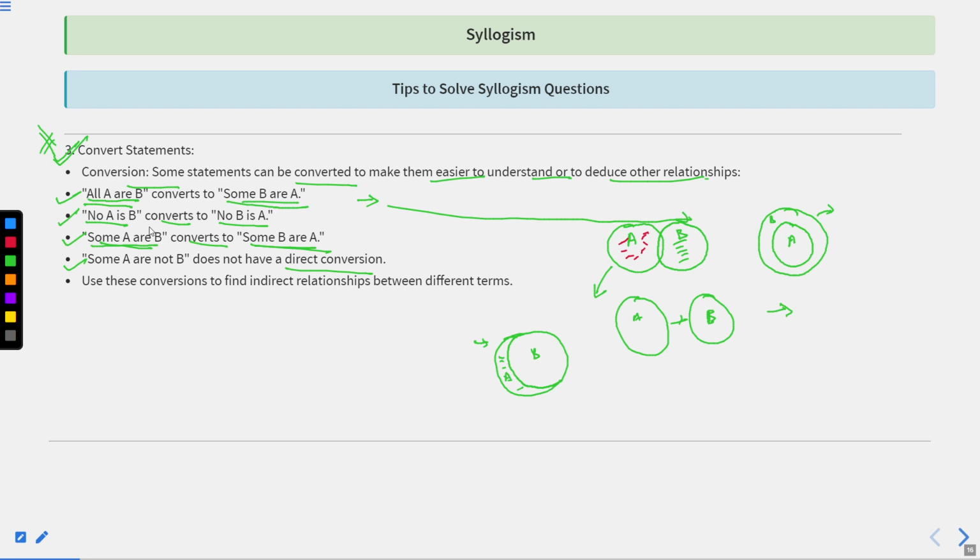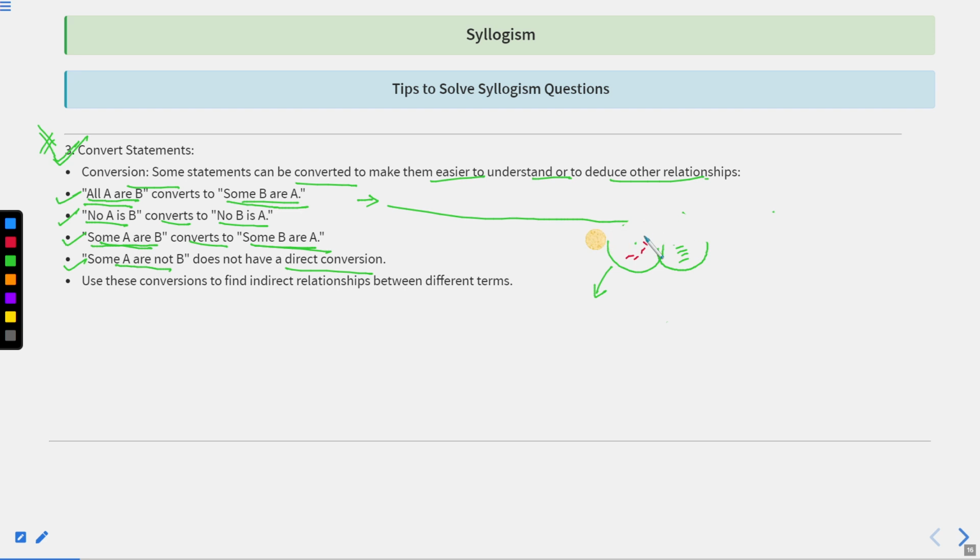Therefore, some A are not B will have no direct conversion, and you cannot convert any statement which has mentioned that some A are not B. But if some A are B, then you can convert it to some B are A. And if all A are B, you can get it converted to some B are A. But if it has been mentioned as some B are not A, you cannot come to this direct inference and it cannot be converted. Use this conversion to find indirect relationships between the different terms.